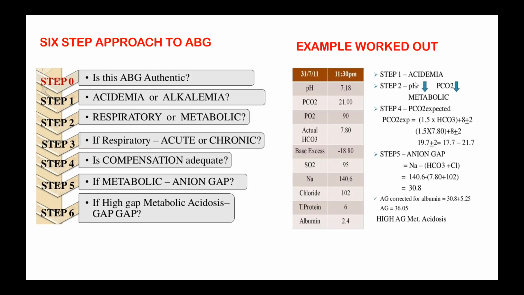And step 1 here, the pH is 7.18. So actually this is acidemia. Step 2, pH is low, PCO2 is also low. So probably this is of metabolic origin. So look at the bicarb. Bicarb is also very low. So this is metabolic acidosis, and PCO2 is low here due to compensation.